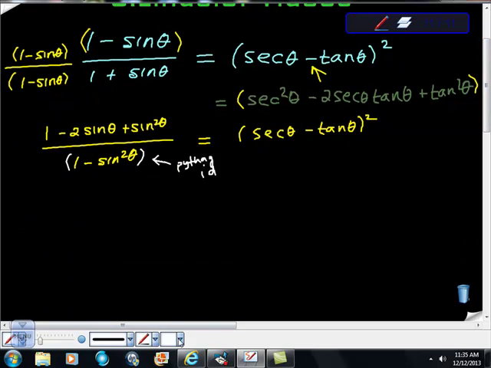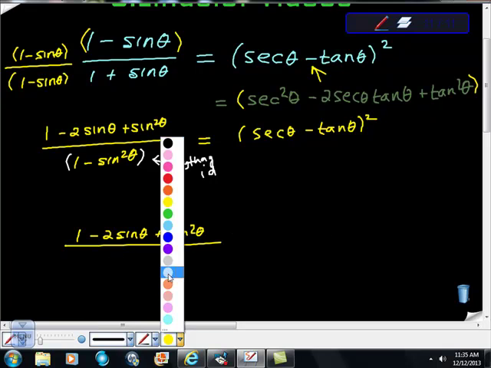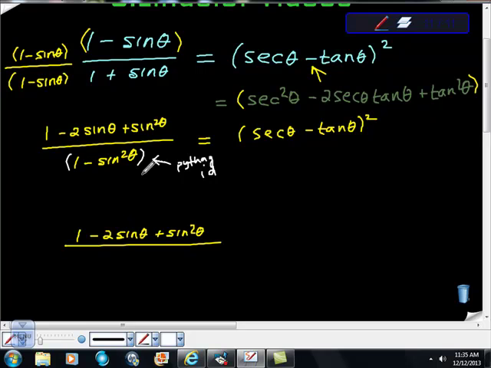I'm going to rewrite everything just the way it was, except I'm going to put in my Pythagorean identity. I'm going to have 1 minus 2 sine theta plus sine squared theta over, and this is where I'm going to use my Pythagorean identity, 1 minus sine squared theta, which we know from our Pythagorean identities is cosine squared theta. This is equal to the thing on the right, which I have already defended can be expanded, and I'm going to defend its expanded form.